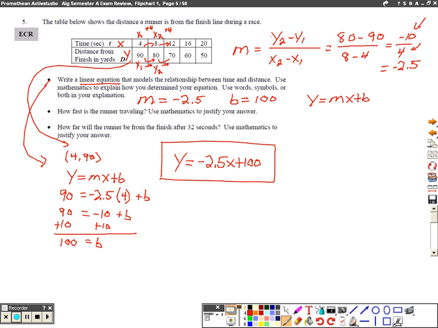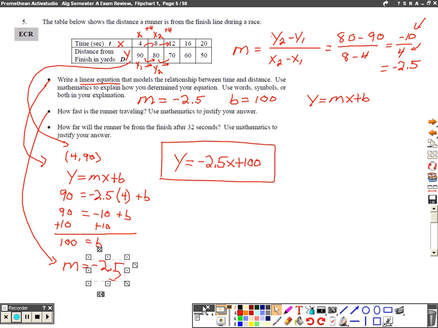My second bullet point says, how fast is the runner traveling? So I'm going to draw another arrow. And all I need to say here is that m is equal to negative 2.5 because I calculated that in the first step. But keep in mind that the negative 2.5 should probably have some units attached to it. So I need to talk about my units of y, which is in yards. You can see that up on your table. And my units of x is in seconds. So I'm going to write second.